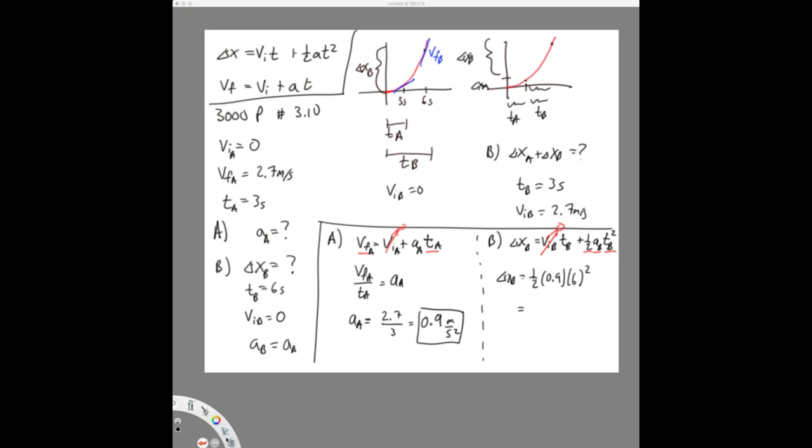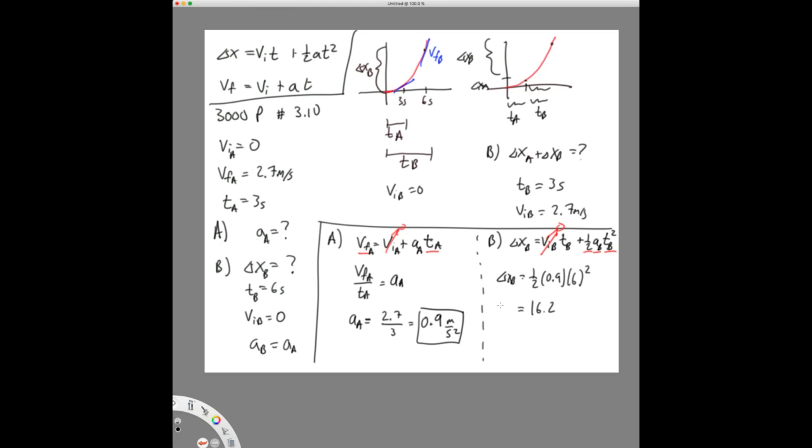So let me see what that is. Looks like 16.2. Wait a second. I don't think that's right. So, is it 20? I'm getting 20. You got 20? No, it's 16.2. It's 16.2? Yeah, that's what I got. Okay.